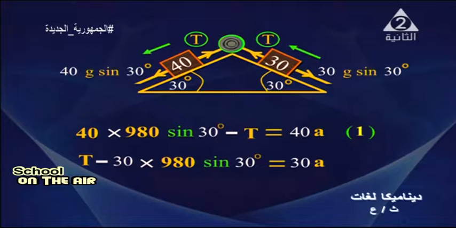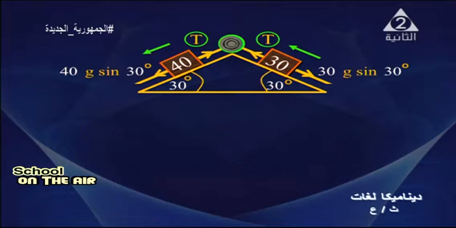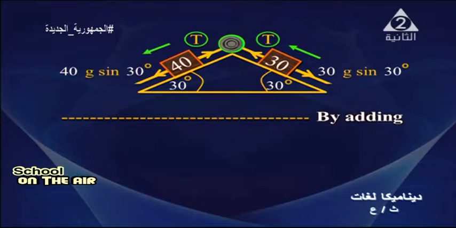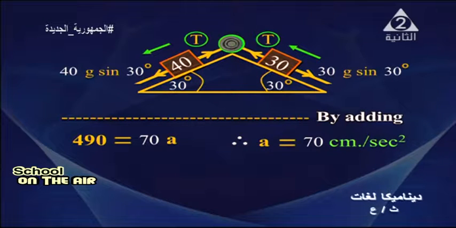40 is bigger than 30, then the mass of 40 gram moves downwards the inclined plane, and the mass of 30 gram moves upwards the inclined plane. Now we have two equations. By adding these equations, we get 490 equals 70a, then the acceleration equals 70 centimeter per second squared.